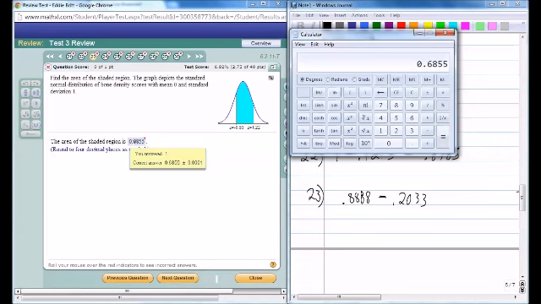Alright, and that's right on, 0.6855. You see down here, it pops up correct answer. It has the plus or minus there. That means that it'll accept different answers just really close to that.